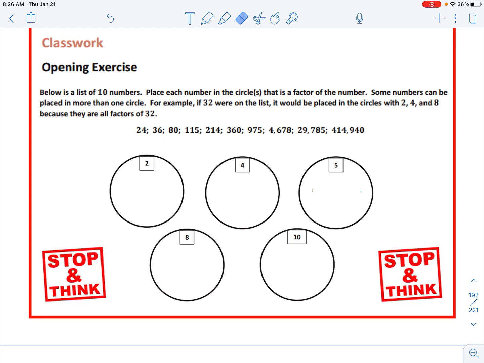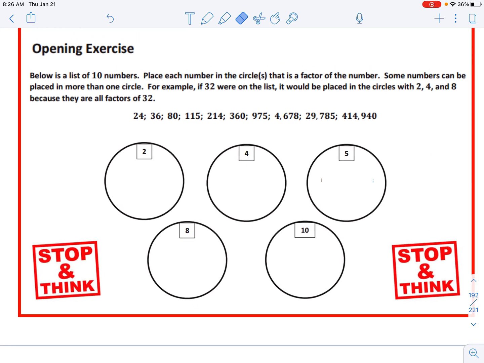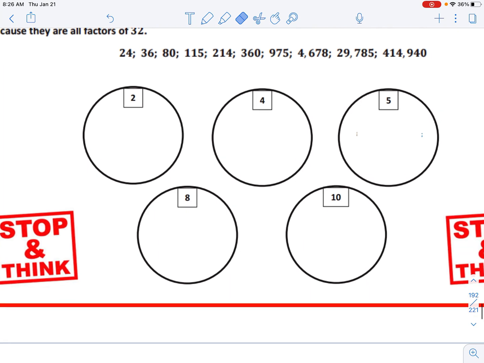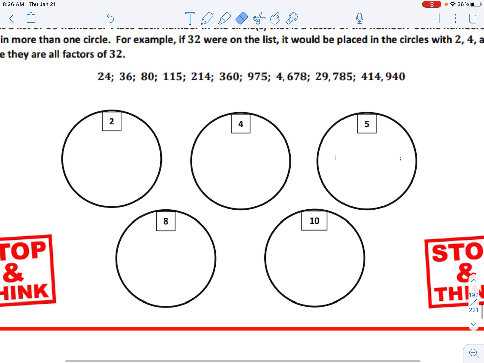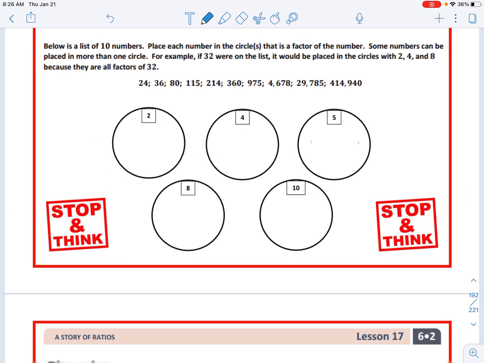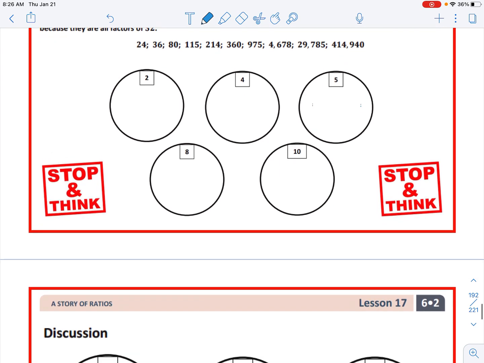Okay, so I want you to pause the video, maybe on a separate sheet of paper, draw some circles like this, and try to put the numbers up here into the appropriate circle or circles, because the same number can go into more than one circle. All right, so pause the video, take your time to do that real fast. You should have paused the video. Okay, we're going to go over the answers to this.